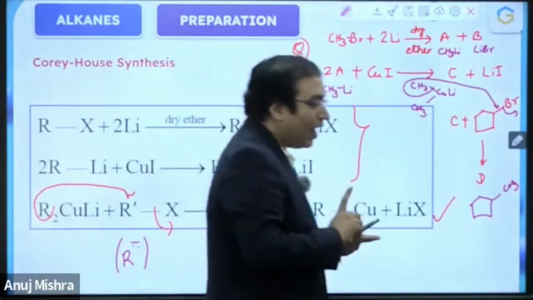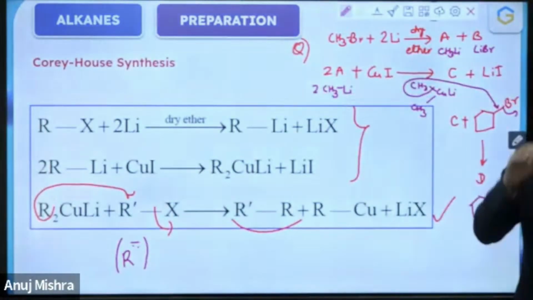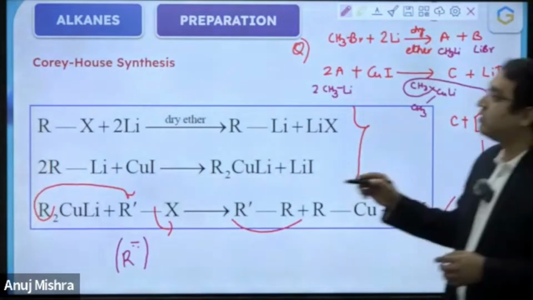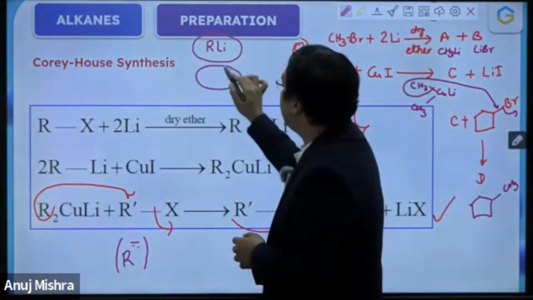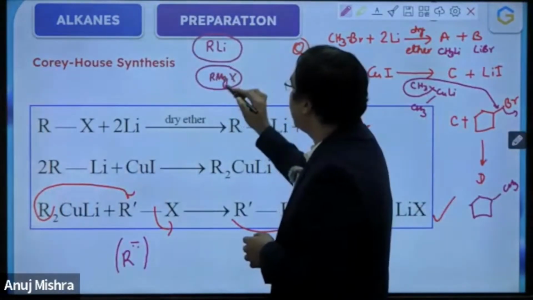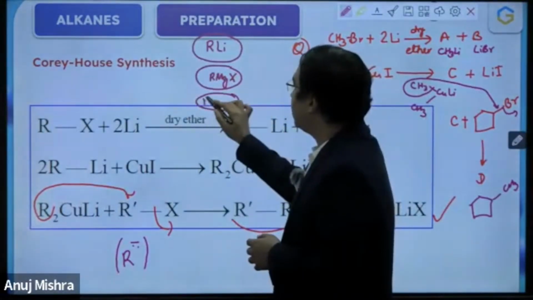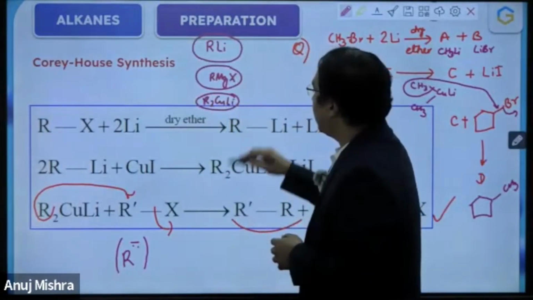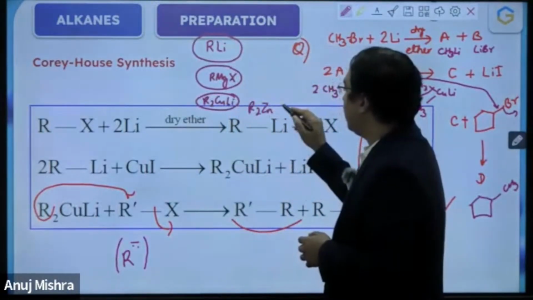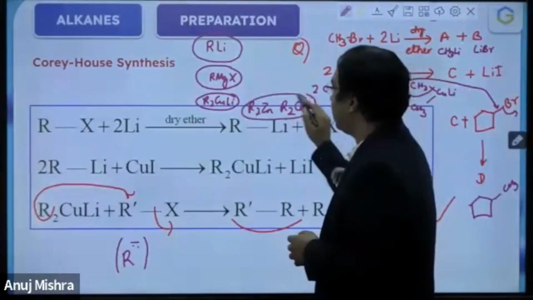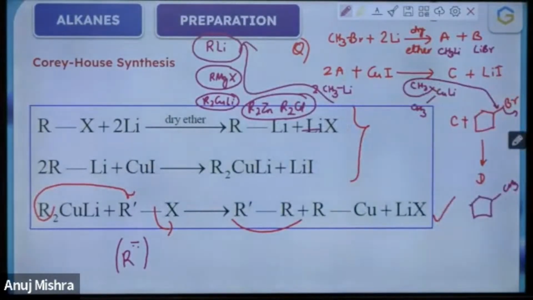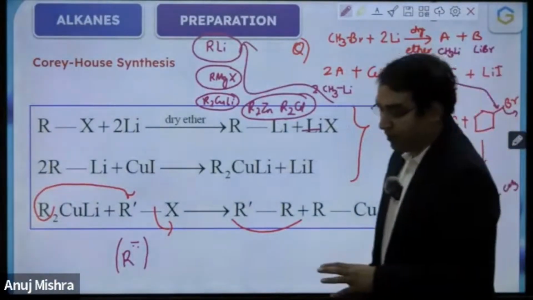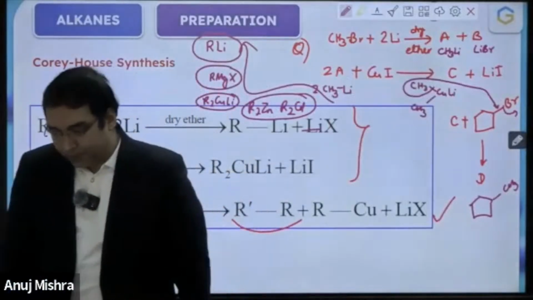RLi is even more reactive than RMgX. So if you ask me the sequence of reactivity, RLi comes almost on top. RMgX will come after that. R2CuLi will be after that. And then R2Zn and R2Cd will be at the bottom. So this is the order of reactivity. Everything cannot be used everywhere. Is that clear? Akshay, is it clear? Yes, sir. Okay.